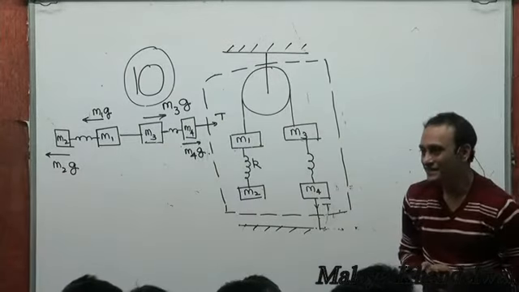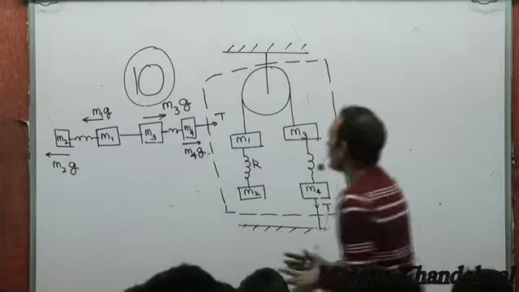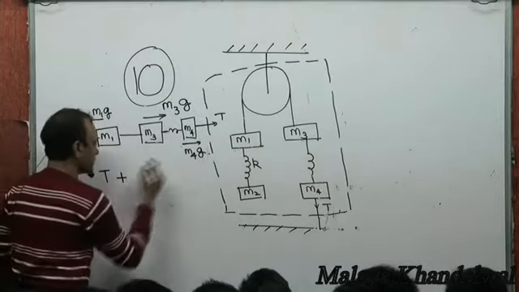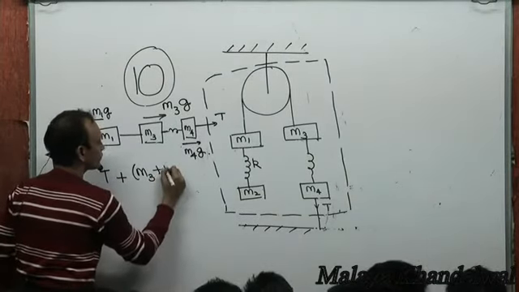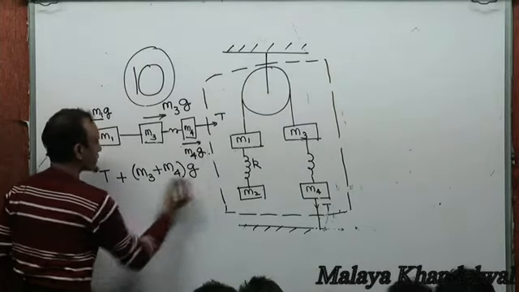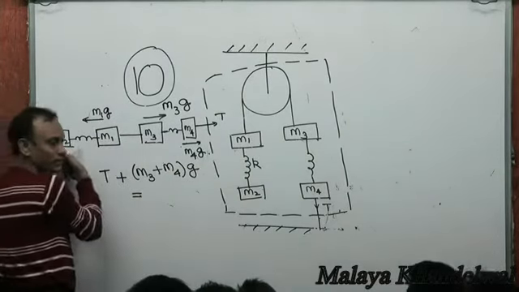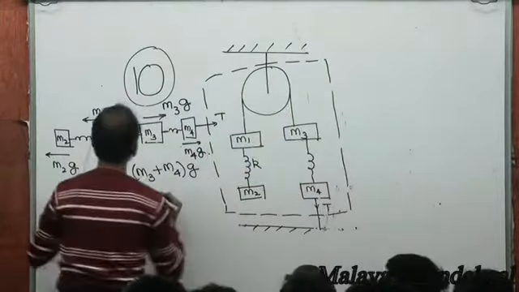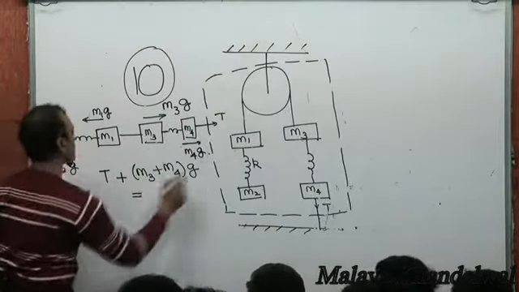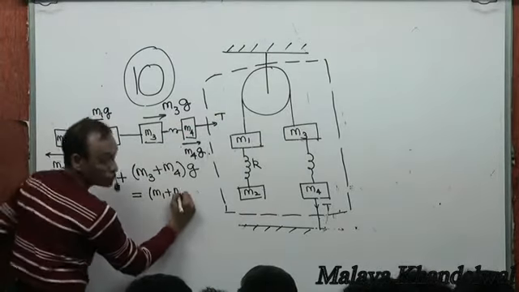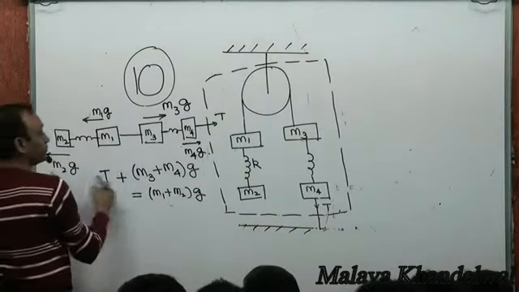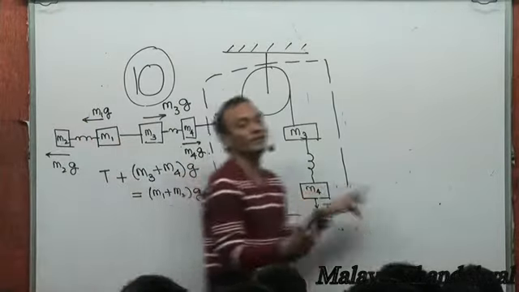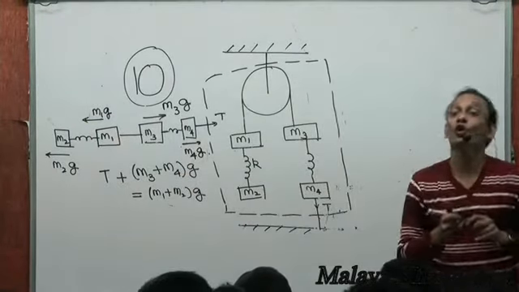And the system is in equilibrium, yes or no? Right? And therefore, what would guarantee equilibrium is T plus M3 plus M4 into G must take care of M1G plus M2G. Spring forces, tension, etc. would be all internal, right? Will not appear in this equation. That must be M1 plus M2 into G, right? T then would be this minus this. And T divided by M4 will be the acceleration of M4 on snapping the string.